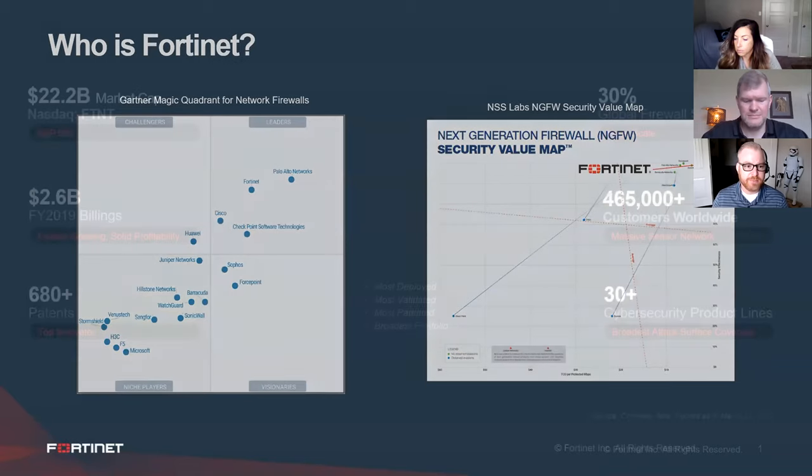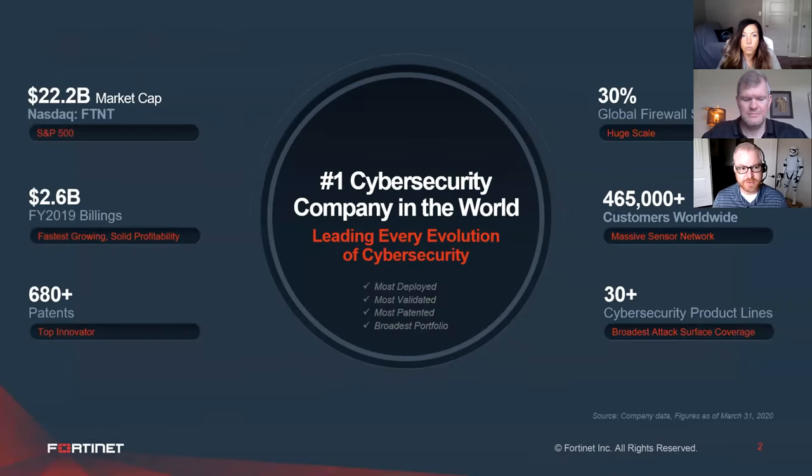As a company, we've been around for 20 years, have good, strong financials, no debt. We're an engineering company too. We have 680 patents, which is 3x our nearest competitor, 465,000 plus customers. We actually have shipped more firewalls in our 20 years than any other firewall vendor. So it's how we got our start, what most people know us as. But we do a lot more than that.